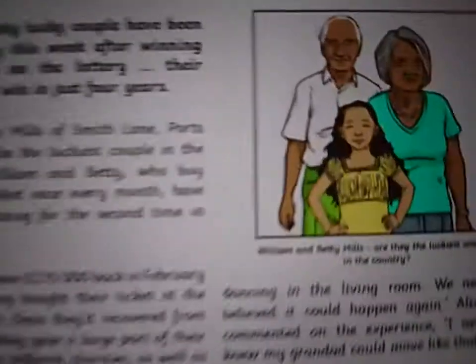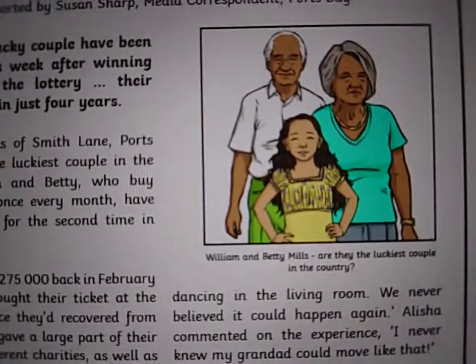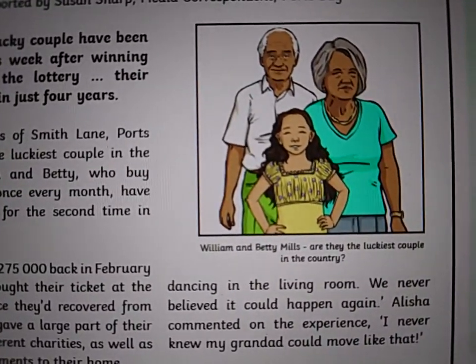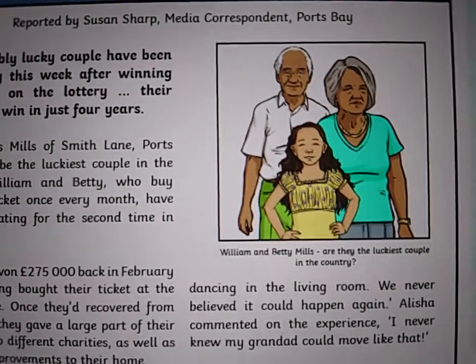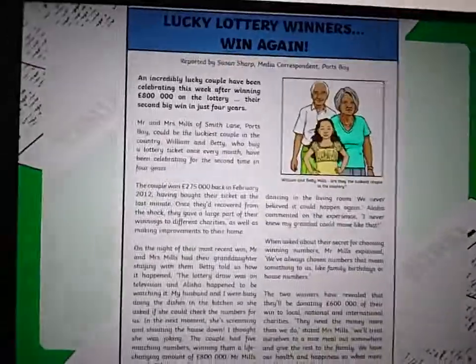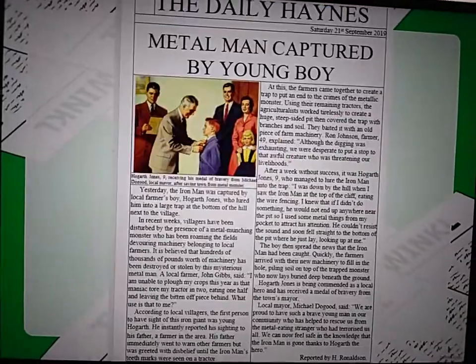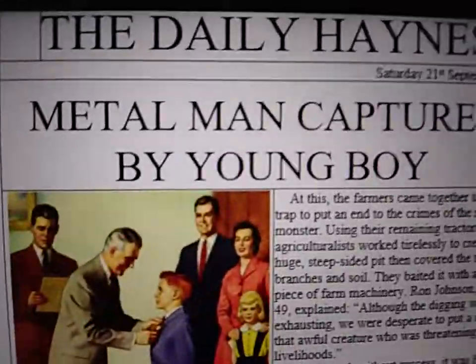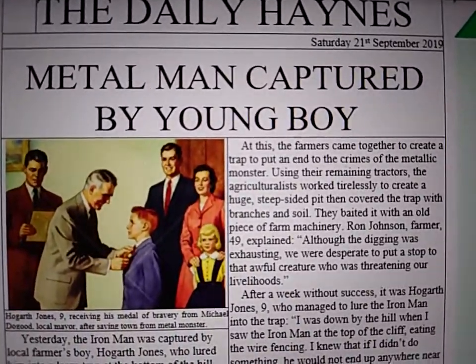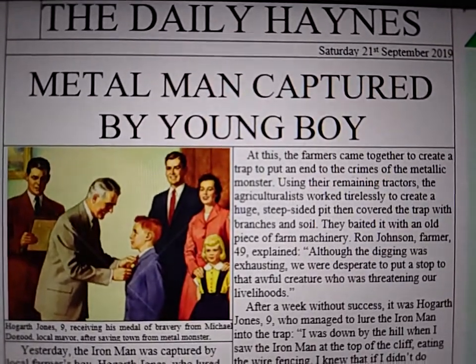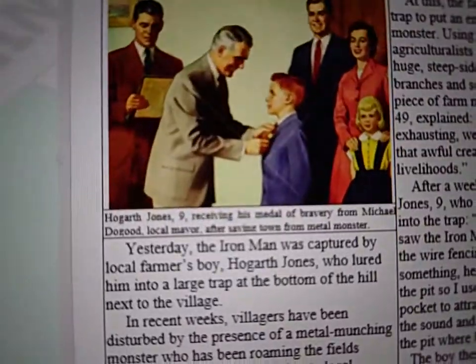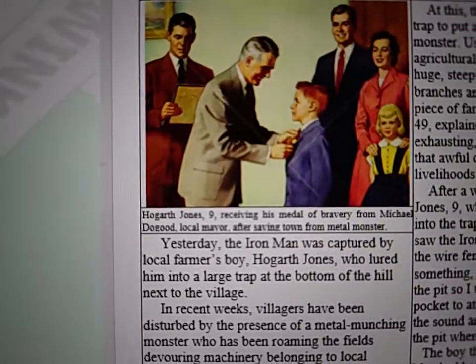And does it have a photograph and a caption? Yeah, photograph and then the caption here, which says, William and Betty Mills are the luckiest couple. Are they the luckiest couple in the country? Ooh, that's kind of a rhetorical question. I like that. Okay, the next one. Does it have a good headline? Metal Man, captured by young boy. Yeah, definitely. Love that.